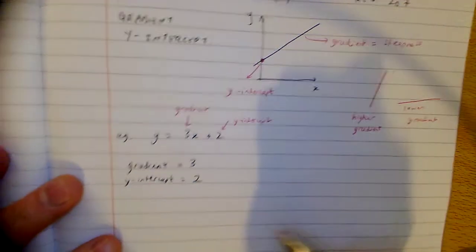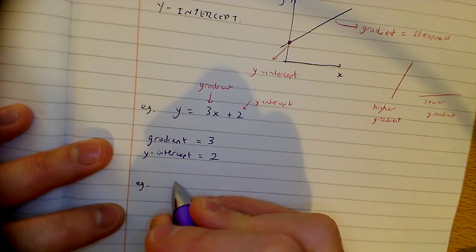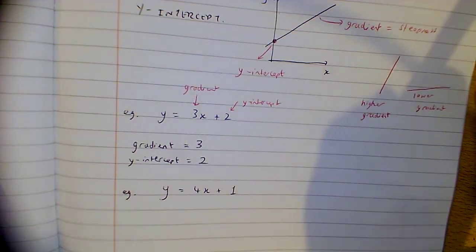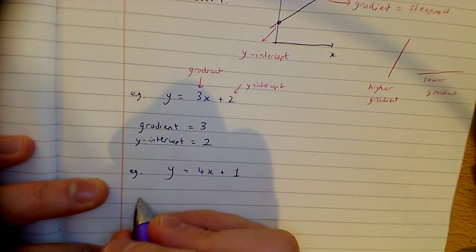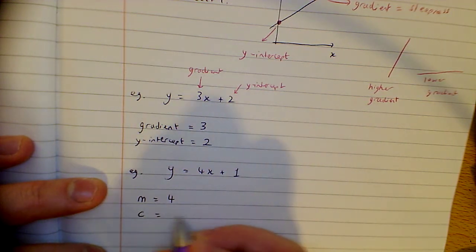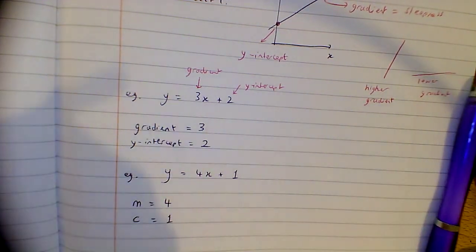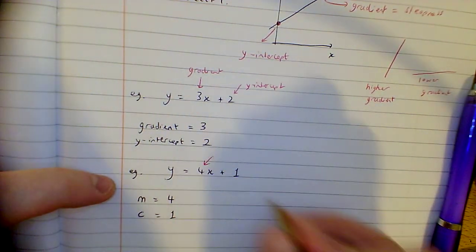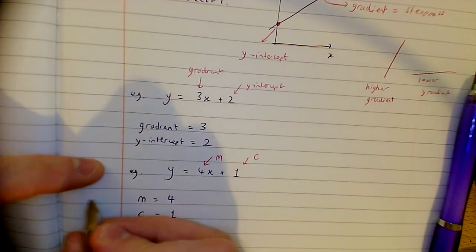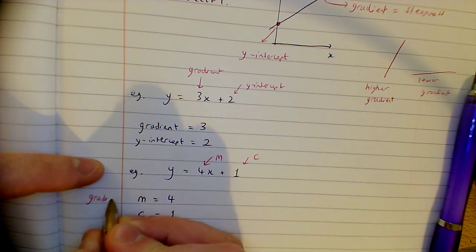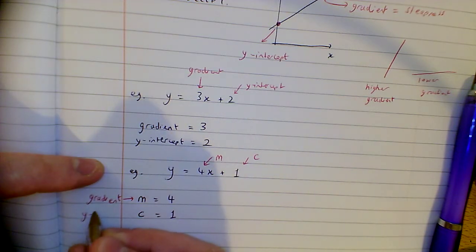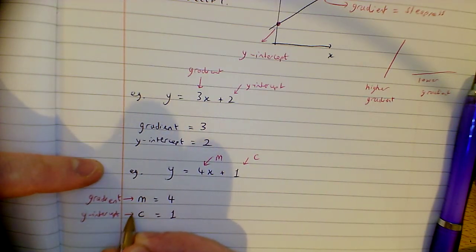Okay, now another example, y equals 4x plus 1. We can make this a bit simpler by saying m equals 4 and c equals 1. Okay, so the number in front of x is m and the other number is c. So what we're saying is that the gradient, instead of writing the word gradient all the time, we just use the letter m, and instead of writing the y-intercept all the time, we use the letter c.